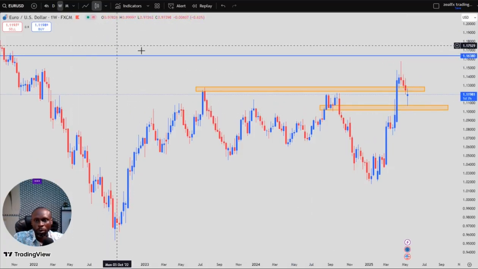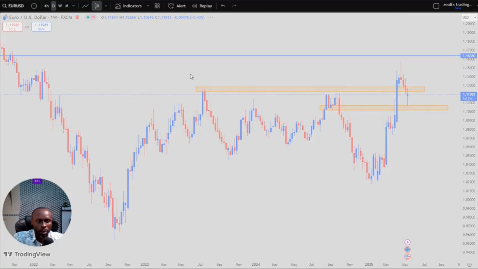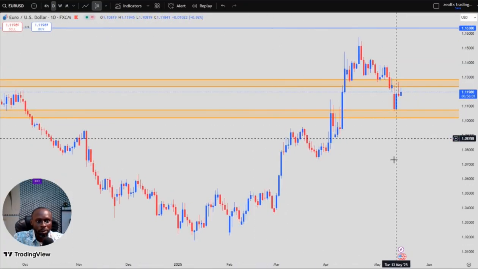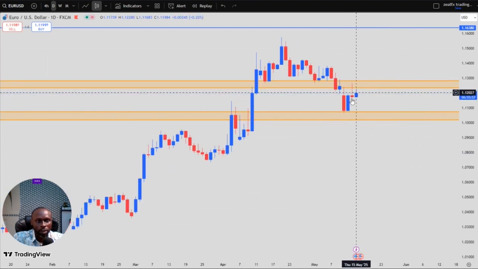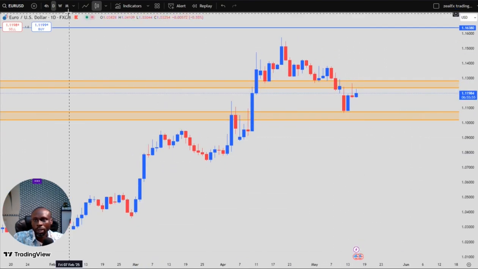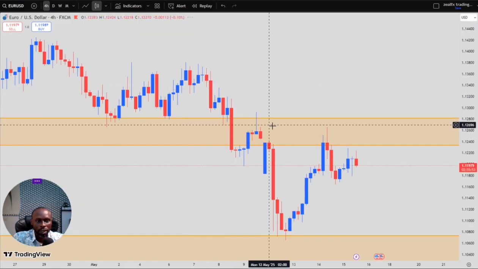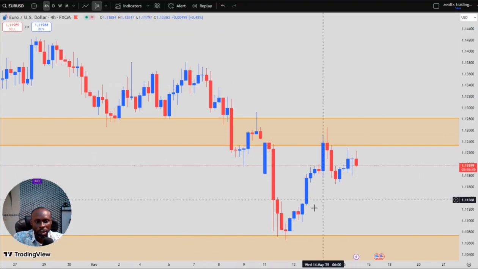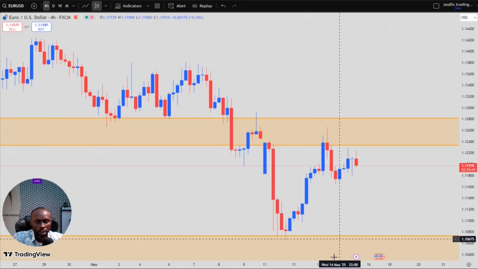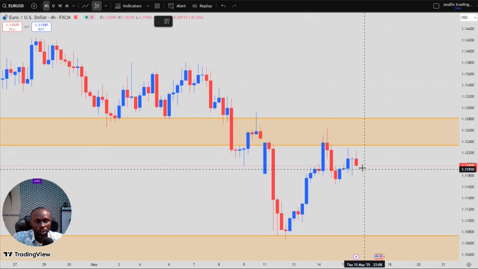We'll be waiting for price on the daily chart now to give us a positive price action setup for us to buy this Euro USD this coming week. So on the 4-hour chart, you can see that price is beginning to change direction already. The trend of the Euro USD is already beginning to change to uptrend.